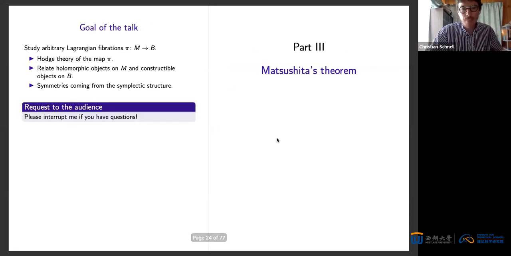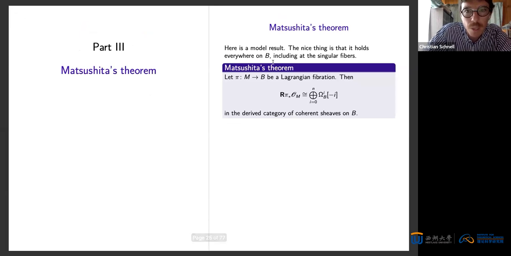Okay. All right. So then let me go to the third part. This is still in the introductory bit. This is an older result by Matsushita that will show the flavor of the type of result that I want. Matsushita's theorem used to stand on its own, but later in the talk you'll see that it's just a special case of some general thing.